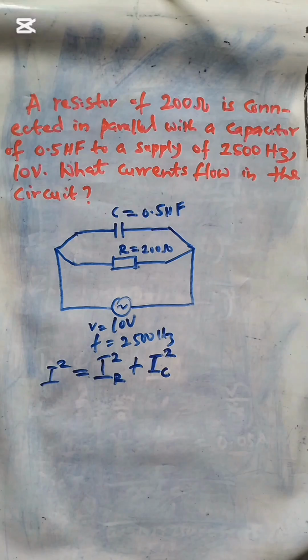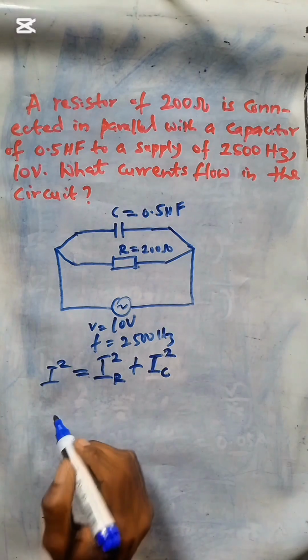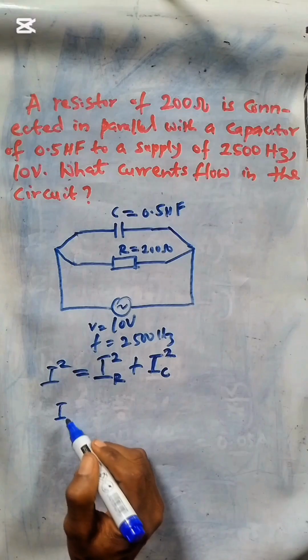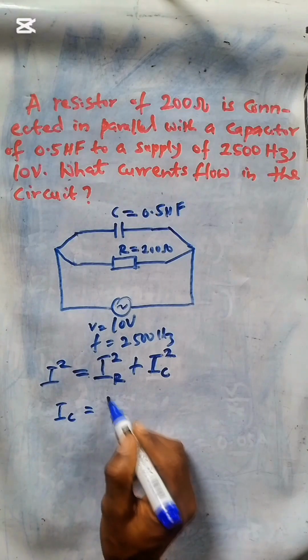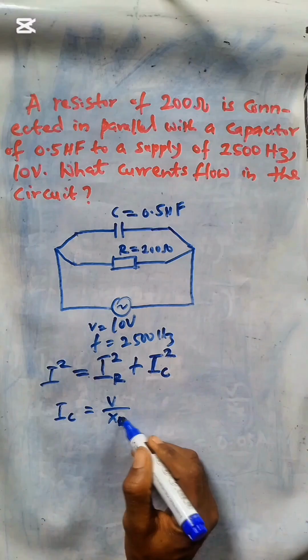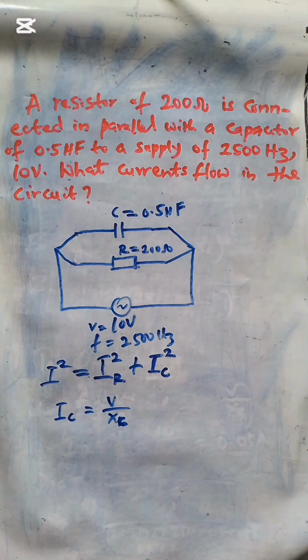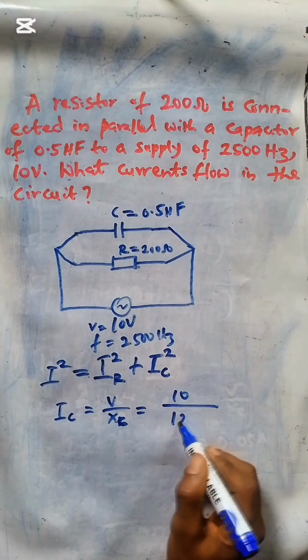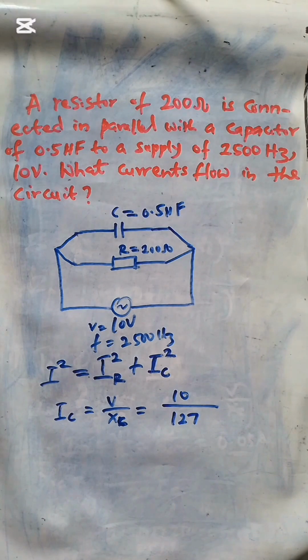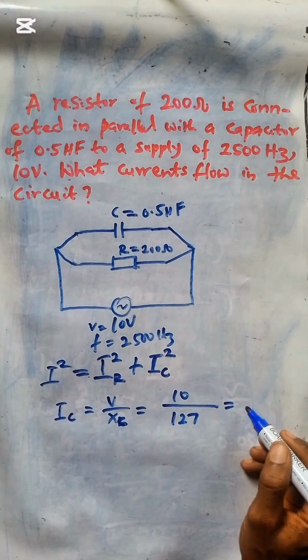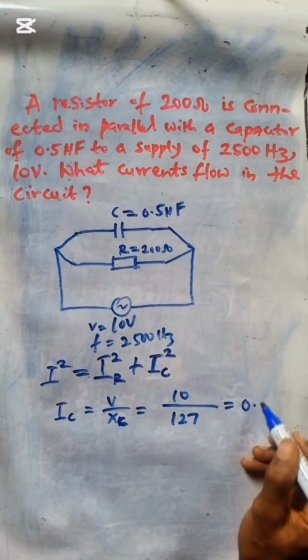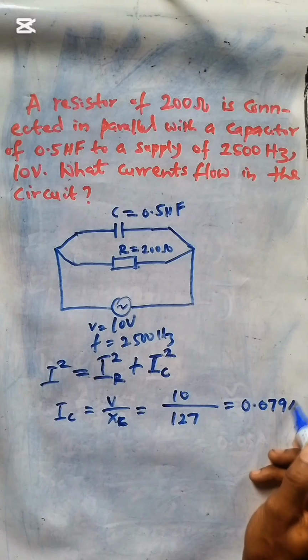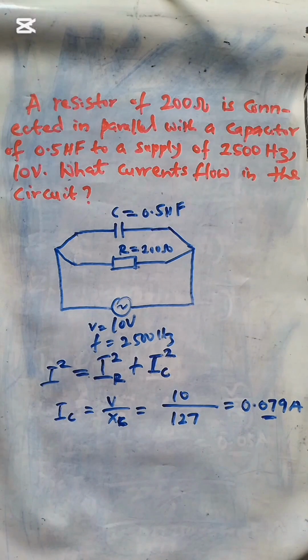So now let's calculate the current that flows in the capacitor. I'm going to use V over capacitive reactance. That will give us 10 divided by our capacitive reactance, which we have calculated to be 127. When you divide that with your calculator, you are going to get 0.079 ampere.